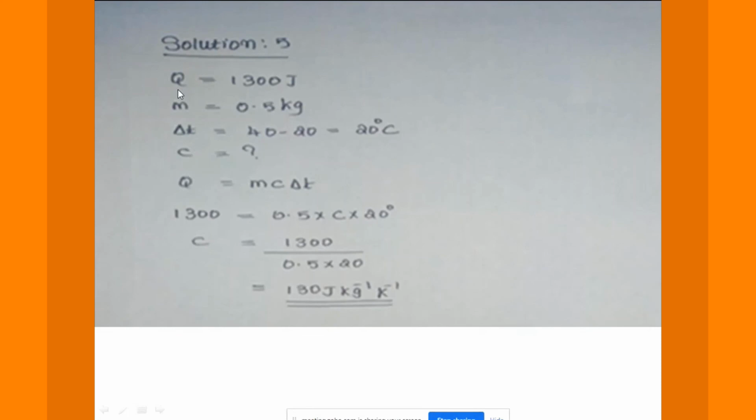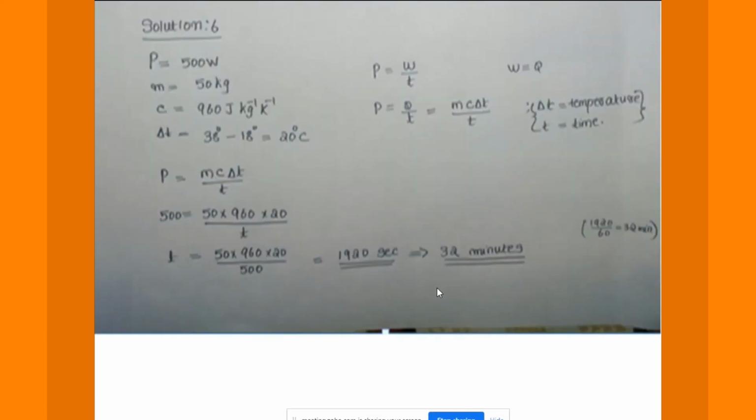In the question it is given Q as 1300 joule already given, M is given 0.5 kg, delta T you can write it like 40 minus 20, 20 degrees Celsius, and only C is not there, right? That you can easily find out from this equation. Q equals MC delta T. Take C outside, okay, and substitute all the values here. You can actually directly substitute these values. You will get answer as 130 joule per kg per Kelvin. Direct question.